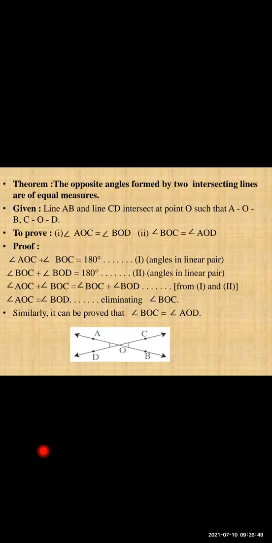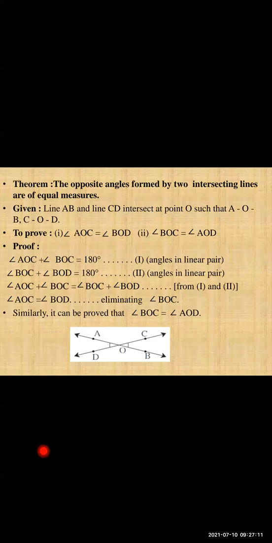Now this was a direct proof. A direct proof means what? It consists of some logical statements. We can know that yes, this is right. This is 180 degrees, this is 180 degrees, and after cancelling the equal angles, we get our answer. So this was a logical proof.